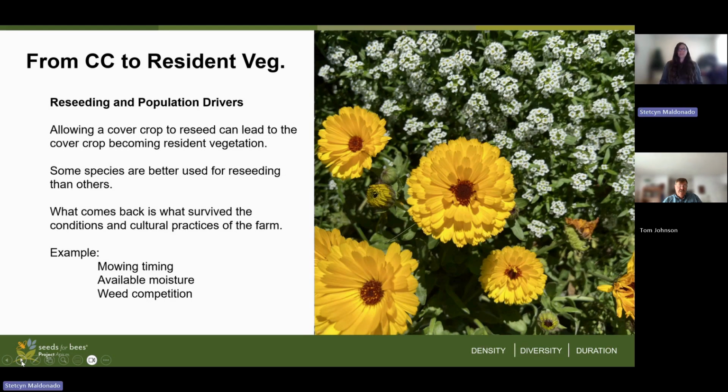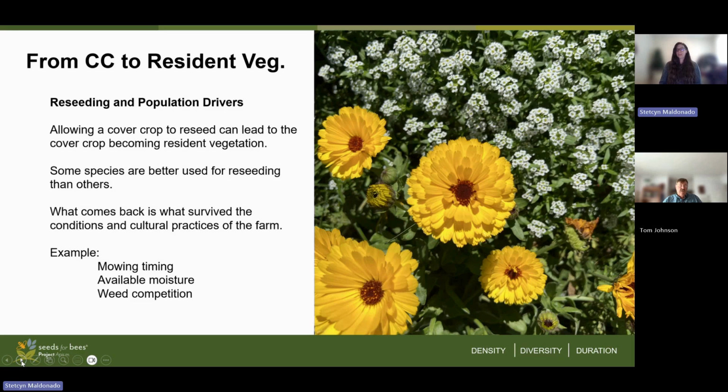This is actually something I'm really excited about. It's a little bit more advanced, in my opinion, when it comes to cover crops, but the transition from cover crop into that becoming your resident vegetation, and I'll be discussing some farmers that have done that. And the process is by allowing your cover crop to reseed itself, it can lead to that cover crop species becoming your resident vegetation. Some species are better used for reseeding than others.